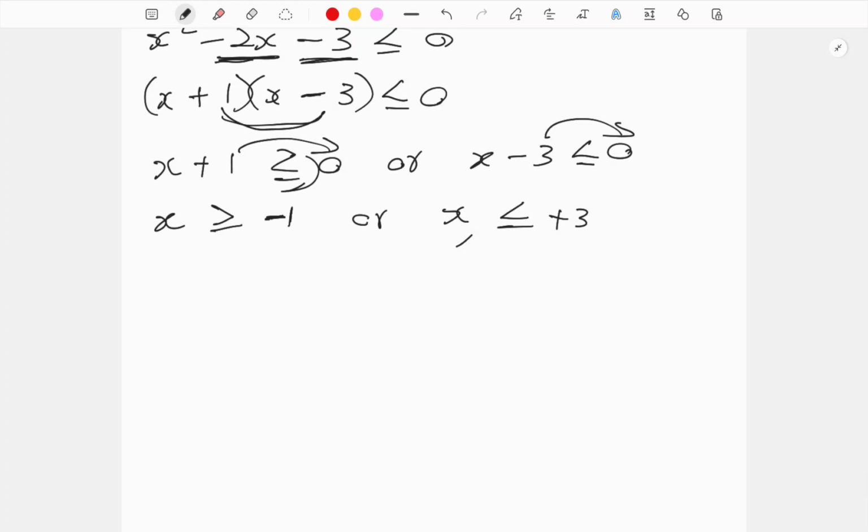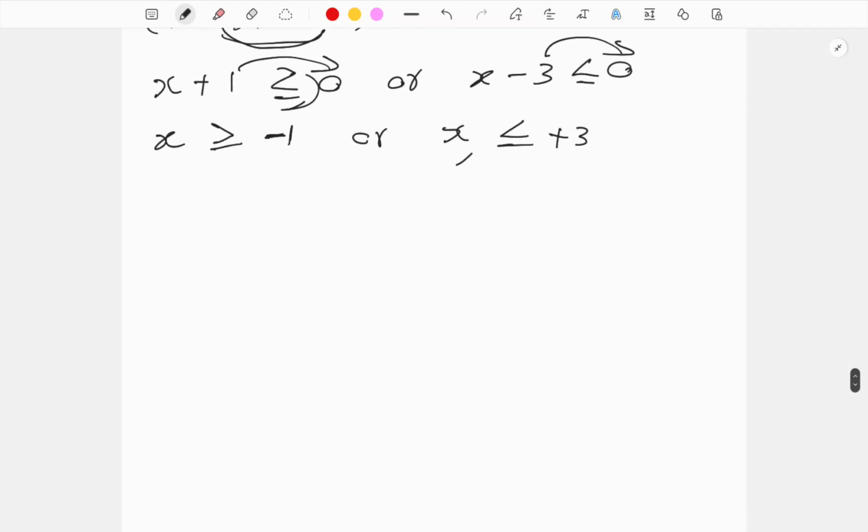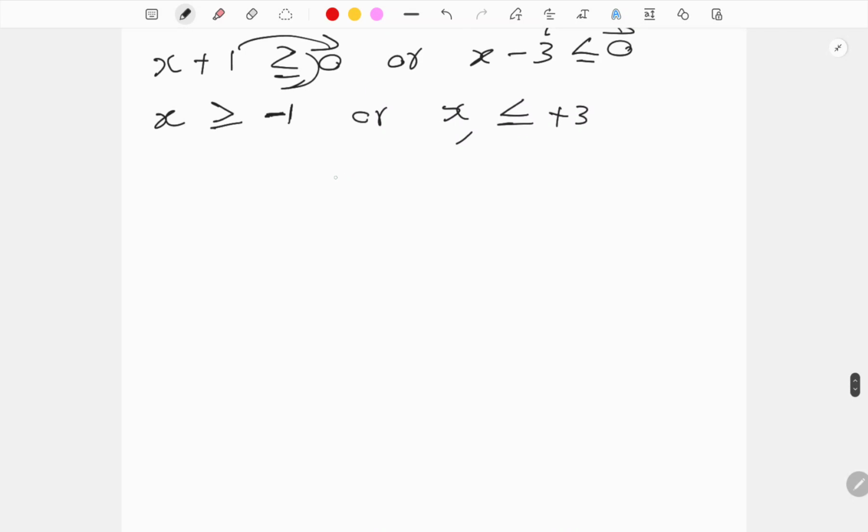Then you need to present this on the number line or on the graph. We are saying x is greater than or equal to -1, and then x is less than or equal to 3.